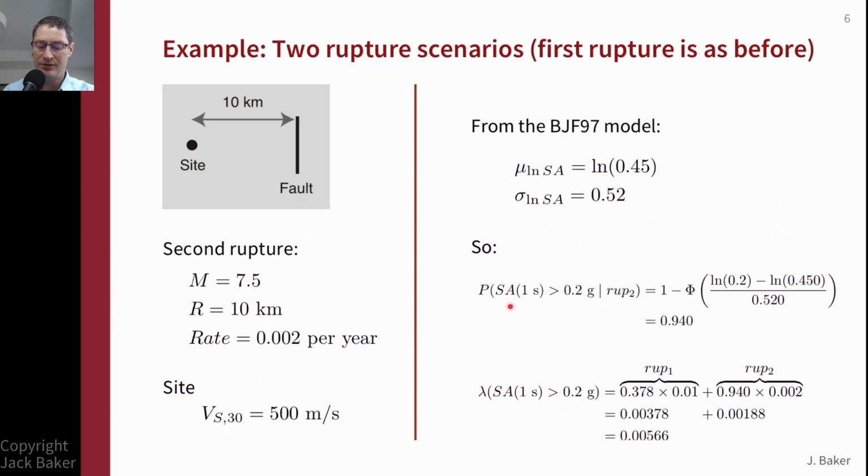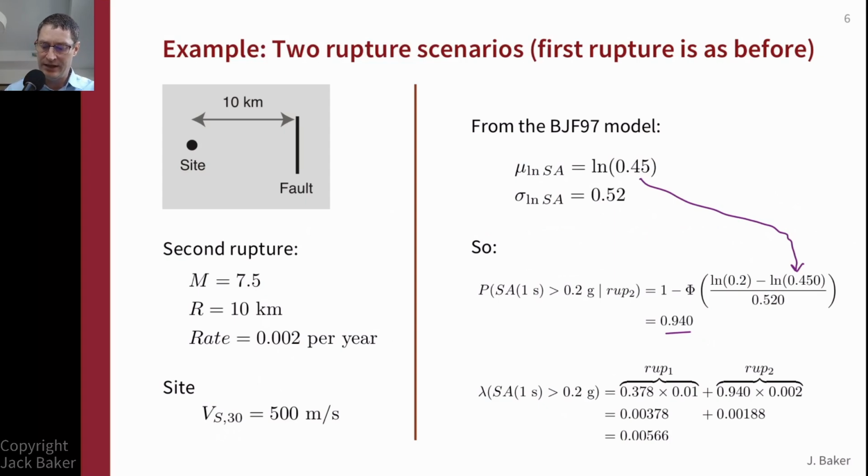In the calculation we had to do before, the probability of SA at 1 second exceeding 0.2 g, now we're going to do it given the second rupture. We will plug in the new mean of the distribution into our probability of exceedance calculation. In this case, the 0.45 g is a lot larger than the 0.2 g threshold we were interested in. So we have a pretty high probability of exceeding 0.2 g given this larger rupture, 94%. Then we'll substitute that probability into our hazard calculations.